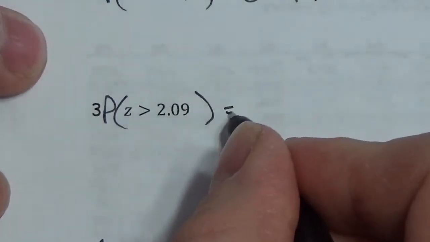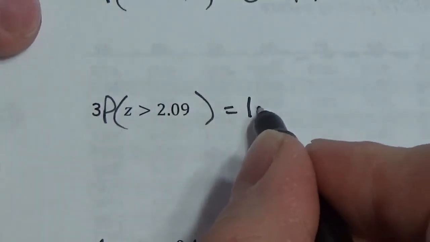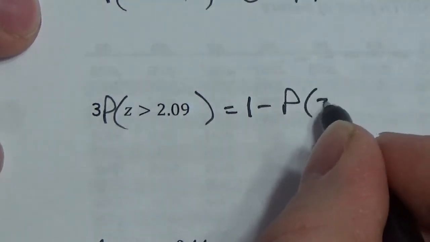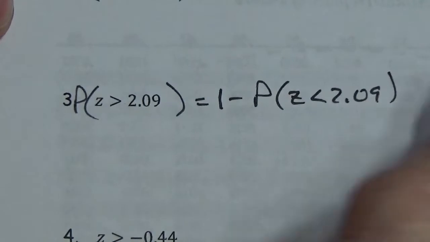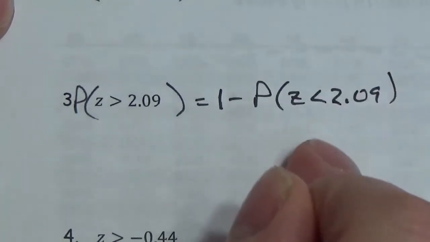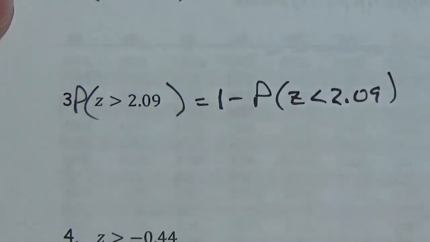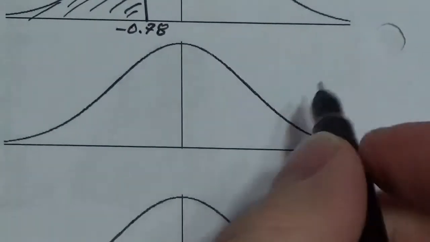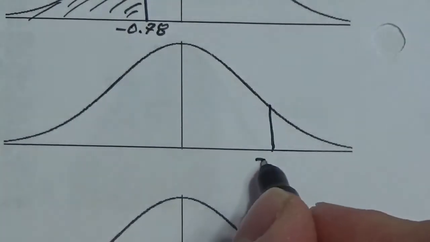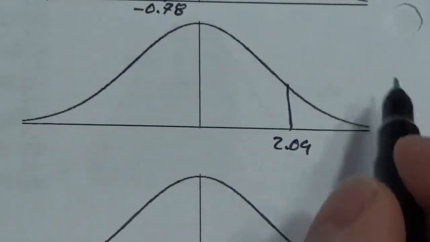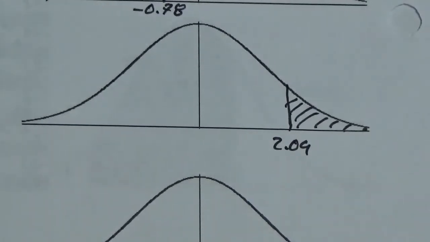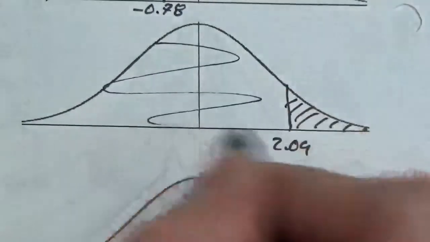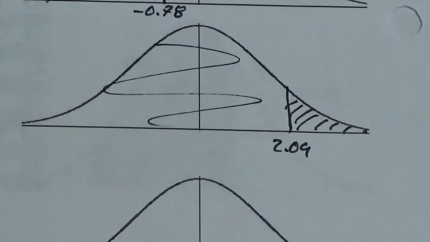I don't know. But I know that it's going to equal 1 minus the probability of Z being less than 2.09. Okay, and this I can read off of the chart. So let's go to our graph here. Here's 2.09. I want this probability. Well, I'm not going to get that from the chart. I'm going to get this from the chart. So let's look that up.